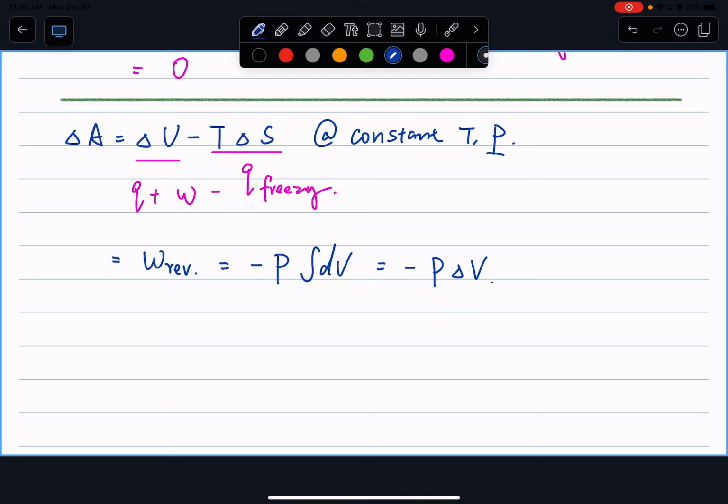All right. And then the problem becomes a simple algebra problem, right? We know the density, we know the mass of your water in ice form or in water form. You can calculate the initial volume and the final volume for this freezing process. And by calculating the initial and final volume, you have delta V, and you can plug in numbers to find out what is the W reversible.